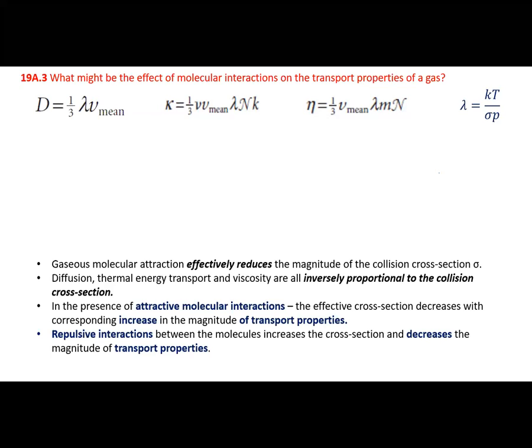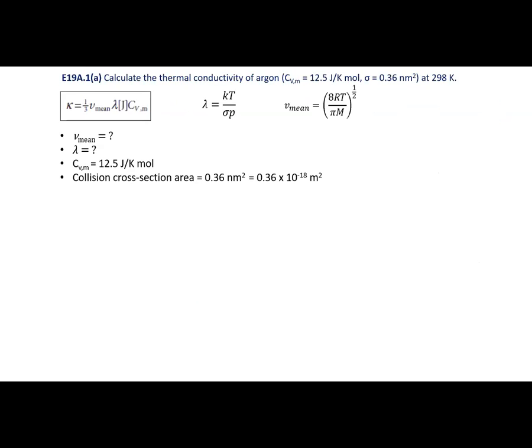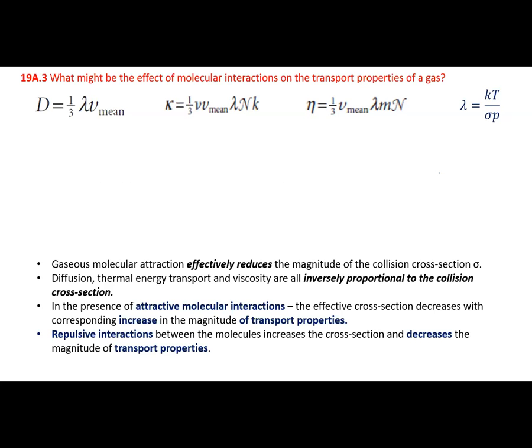Next, look at the other problem. What might be the effect of molecular interactions on the transport properties of a gas? So what are the different transport properties we have seen till now? It's the diffusion coefficient, thermal conductivity, and the coefficient of viscosity. How do these depend on the molecular interactions?